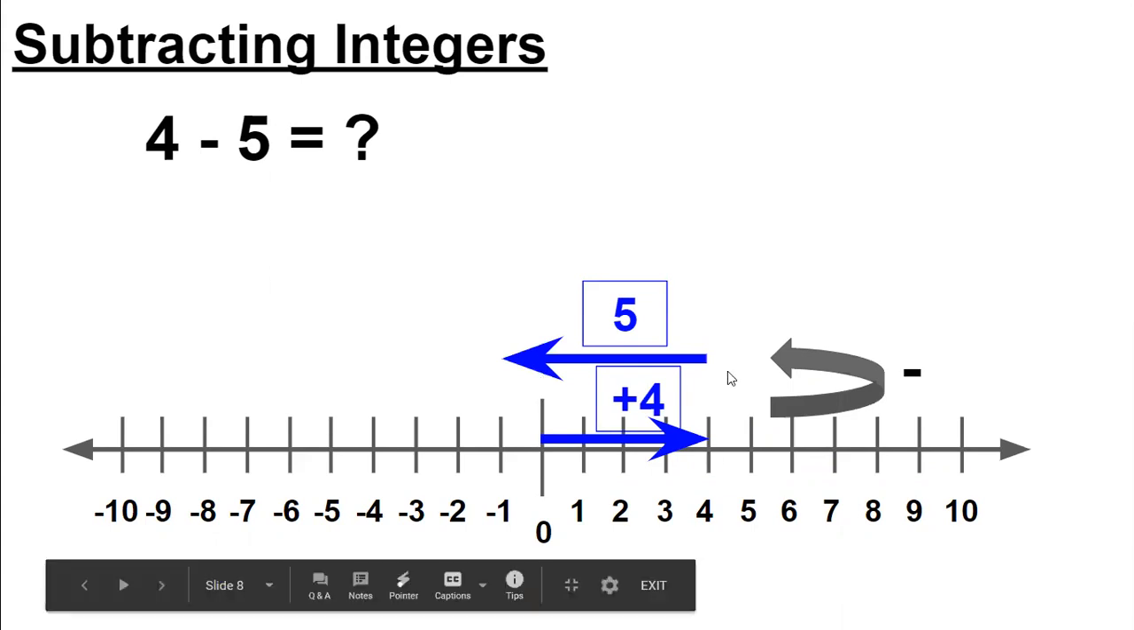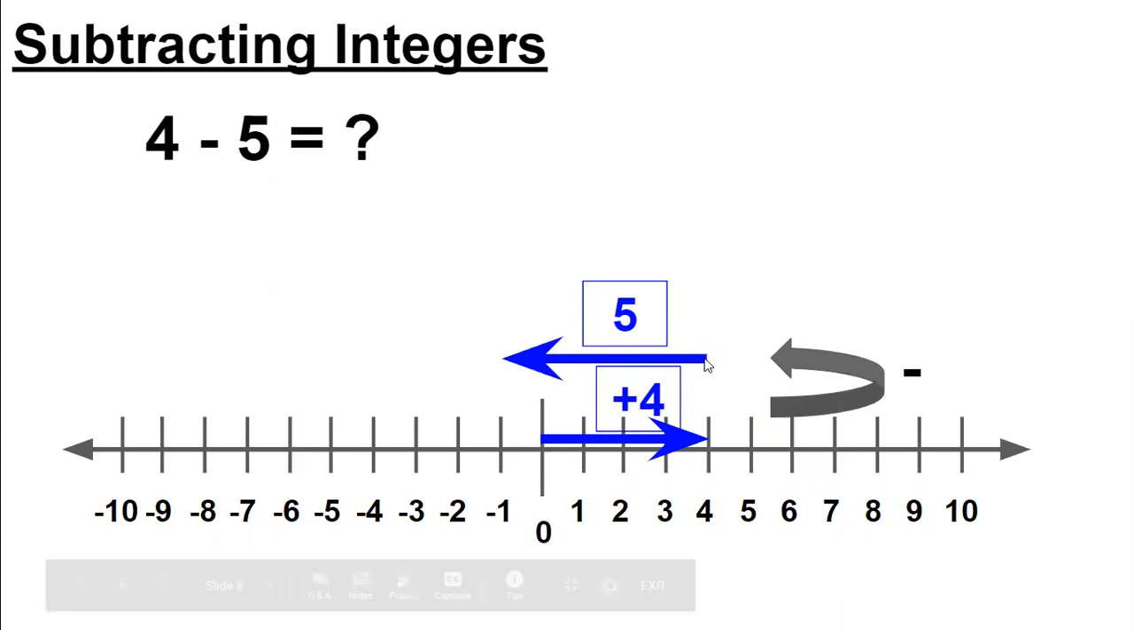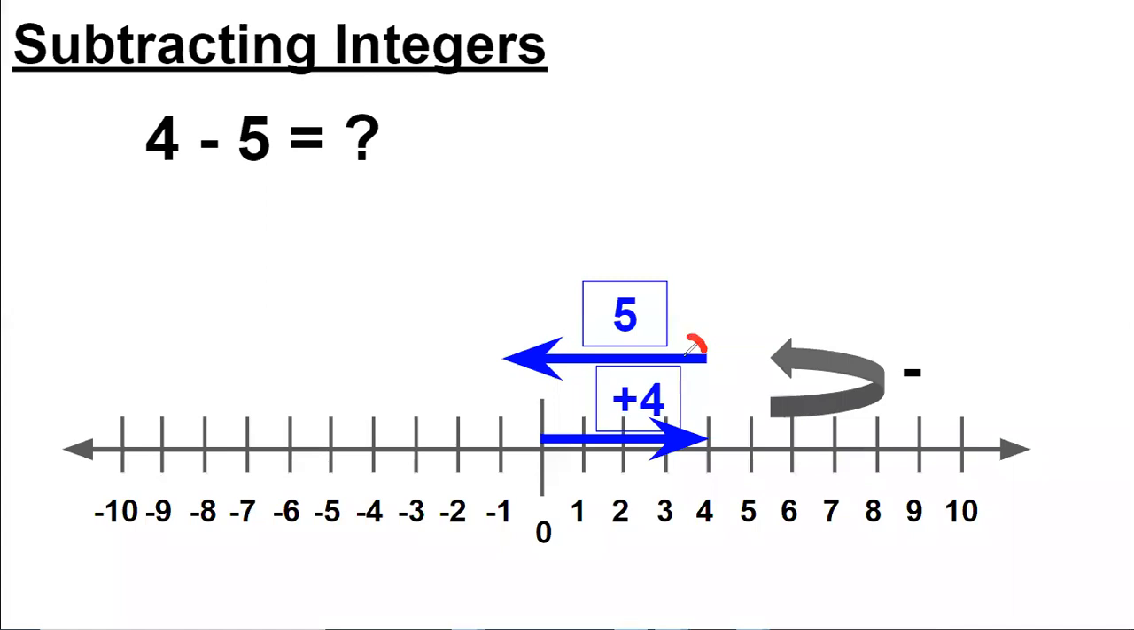We start at 4 and go backwards from where we stopped on the first number and count backwards. So we're going to count 1, 2, did I count 3? Let's see, 1, 2, 3, 4, 5. My arrow is ending up right there, which is negative 1, right? There it is. Negative 1 is what I land on.